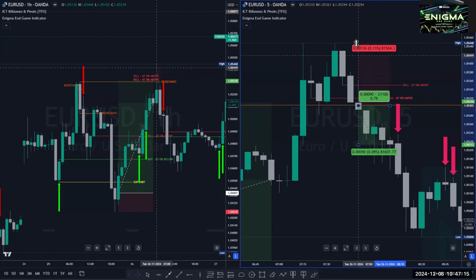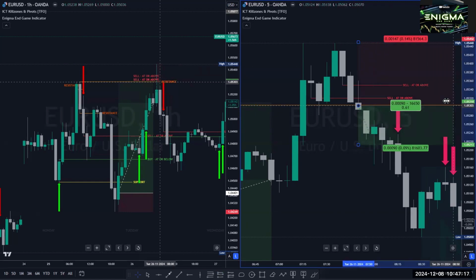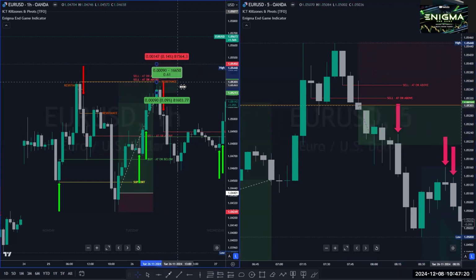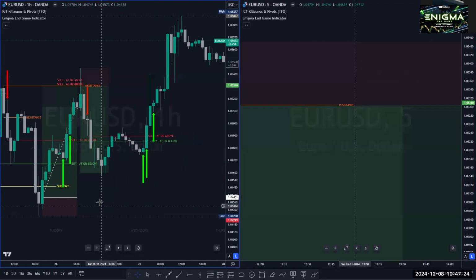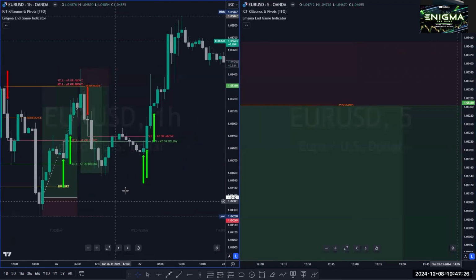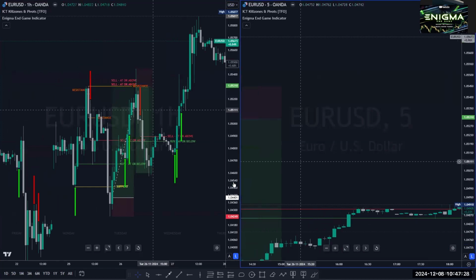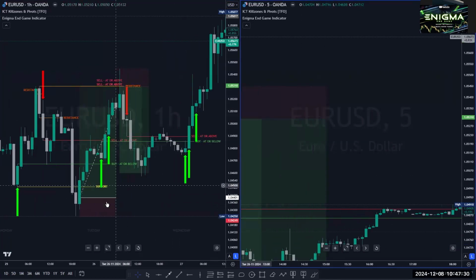Then we can sell it and place our stop loss above and take the opposite swing setup to trade in the opposite direction. And that would be your Enigma, right? And that will give you a stronger edge, a stronger understanding. Now we can see that we have multiple signals.